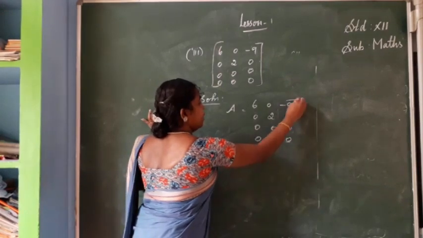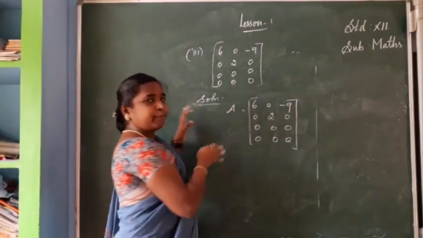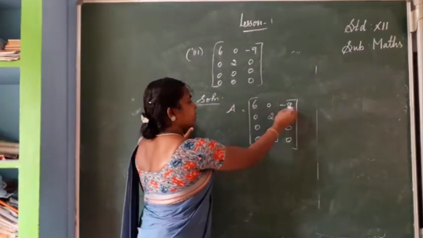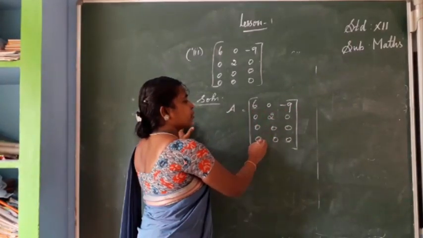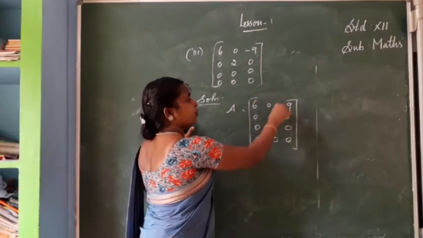I have written it. Next, we want to check the order of the given matrix. In this matrix, how many rows? 1, 2, 3, 4, so 4 rows. 1, 2, 3, so 3 columns.